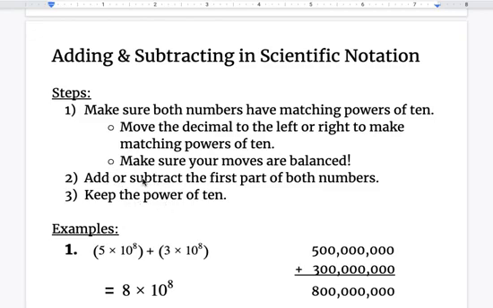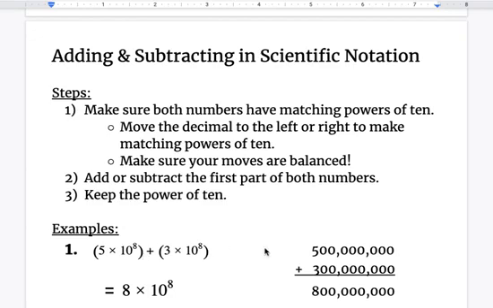We add or subtract the first part of both numbers and keep the power of 10. We just add 5 and 3 to get 8. And since they both have times 10 to the 8th power, it stays times 10 to the 8th power. So the answer is 8 times 10 to the 8th power.